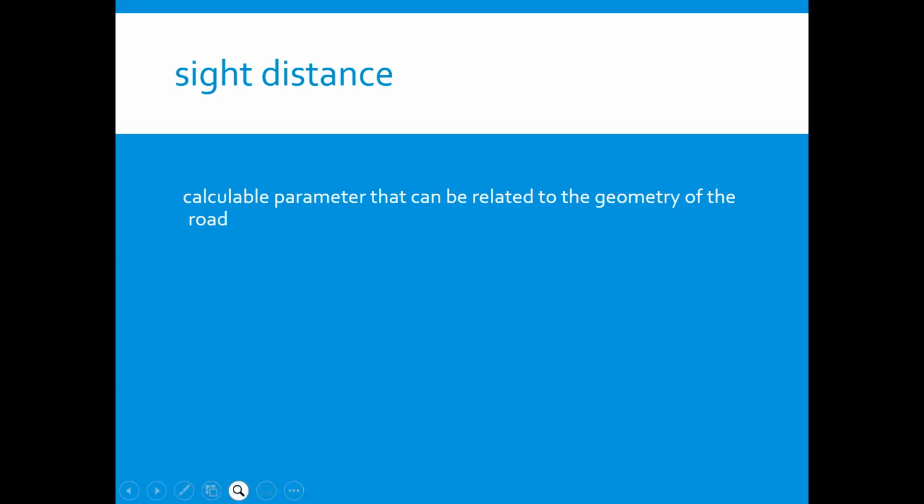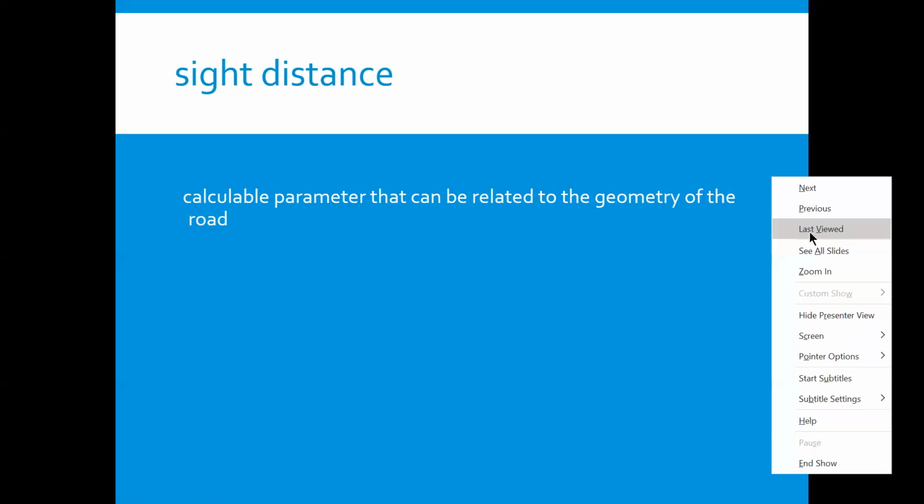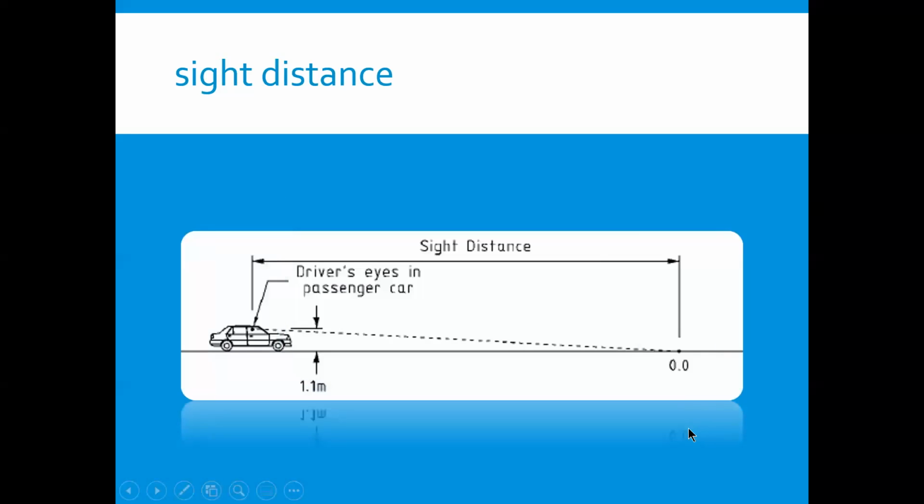So what are the parameters of the sight distance? When determining sight distance, assumptions must be made about the following elements: object height, driver's eye height, and driver's reaction time. Sight distance is measured between the driver's eyes and an object or pavement marking on the road ahead, as shown on this slide. Object height.